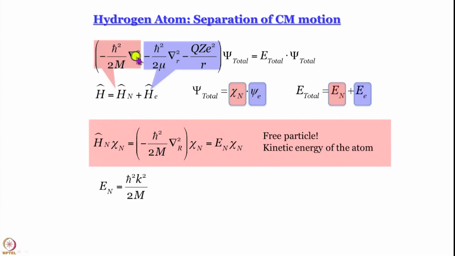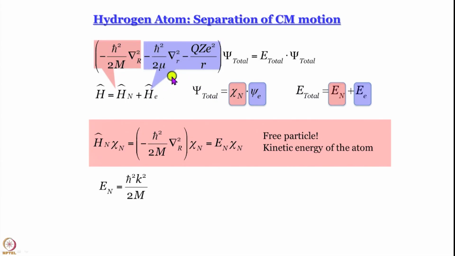The first kinetic energy term is minus h cross square divided by 2 capital M. Capital M means the mass of the atom as a whole, the total mass, and this is del R square. This R is capital R, which means this is the position vector of the center of mass. And then the second and third terms are in relative coordinates.